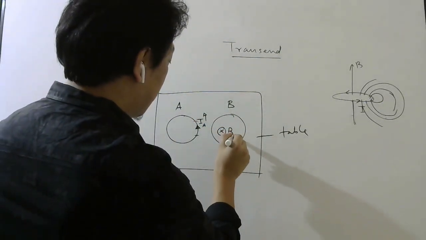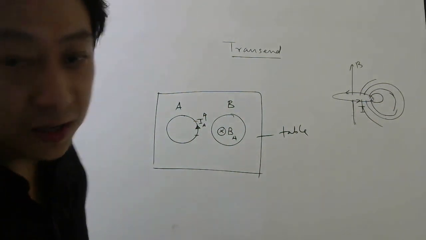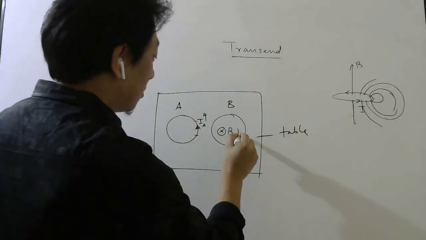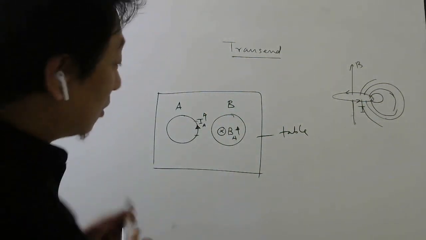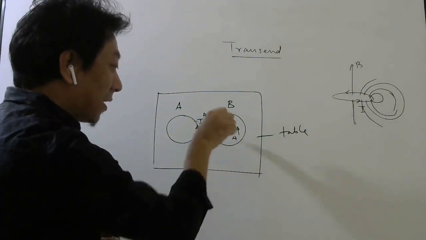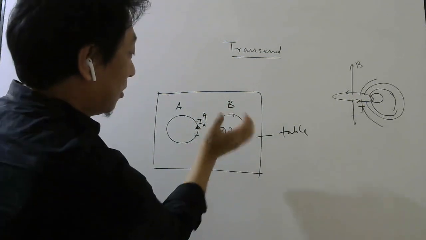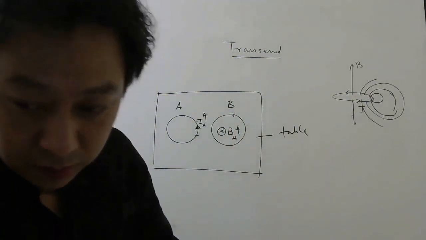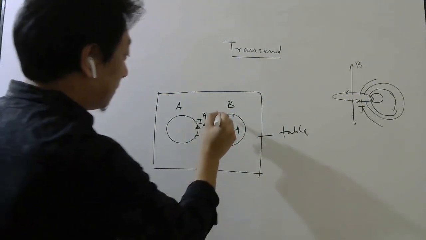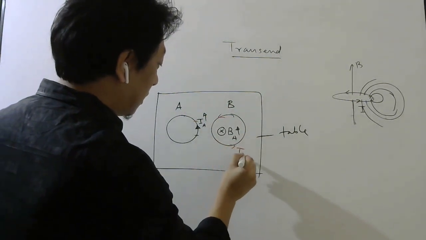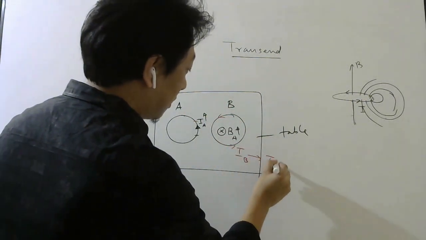This is the magnetic field produced by A, the source magnetic field. This current is increasing, so this magnetic field will increase. So to oppose this increasing magnetic field, the induced current should produce this magnetic field. Correct? So it should flow this way. So the induced current should flow this way. This is the current in B, which is your induced current.